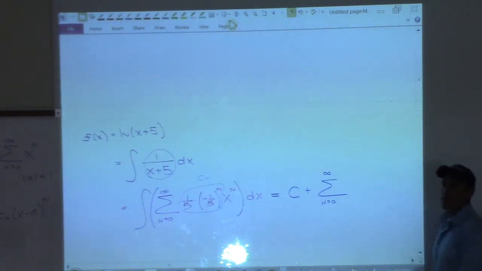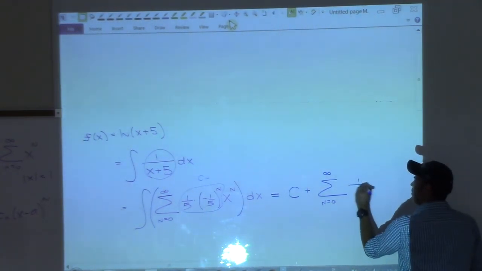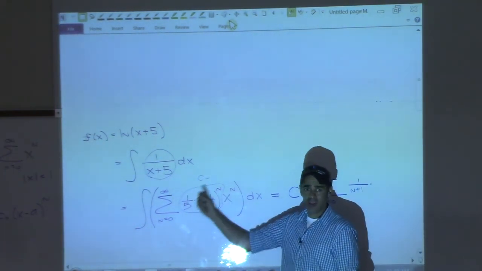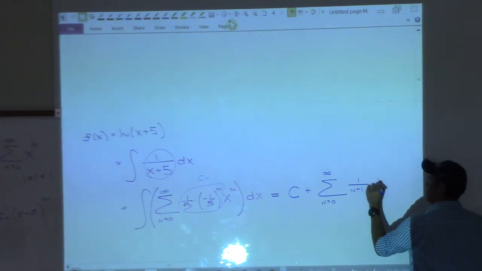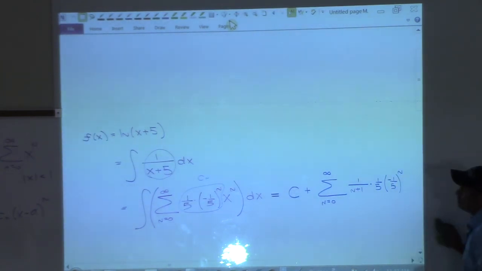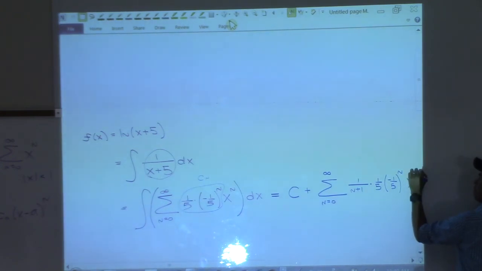Now, c sub n should stay exactly the same. But I should have a 1 over n plus 1 in front. So I'm going to go 1 over n plus 1 times, now here's c sub n, so I'm just going to slap the whole thing there: 1/5 times negative 1/5 to the n, and then x to the n plus 1. You didn't do n plus 1 for the negative 1/5? We did not do that.